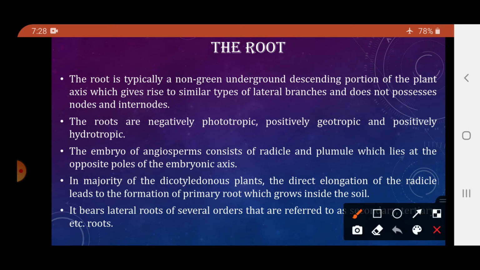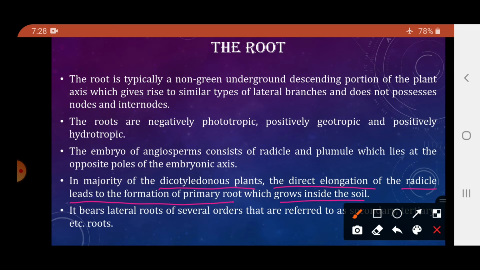Now, in the majority of the dicotyledonous plants, the direct elongation of the radicle leads to the formation of the primary root which grows inside the soil. Now students, listen very carefully. जो डाइकॉट प्लांट होते हैं उनमें radicle will directly form the root. रेडिकल का इलोंगेशन होगा, रेडिकल का ग्रोथ होगा, उसकी लेंथ इंक्रीज होगी, and it forms a root. So the root which develops from the radicle is called as the primary root.